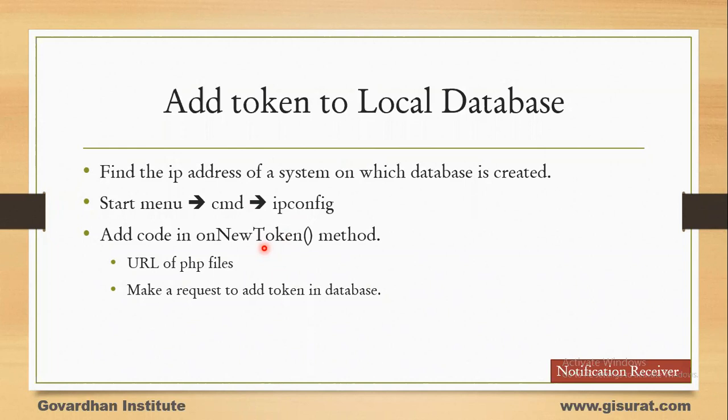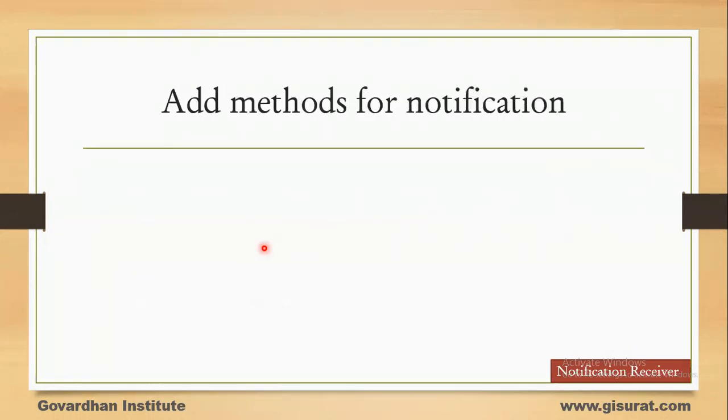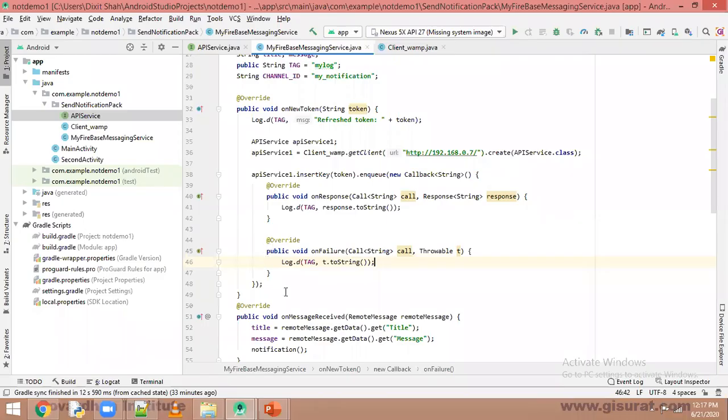Now the next thing is we have to write some code to receive the notification. So here we connect our application with Firebase. After that, we receive the token and we write the code to add the token in a database. Now the next thing is we have to add some methods for the notifications. So guys, override one more method that is nothing but onMessageReceived, and just add this code inside that.